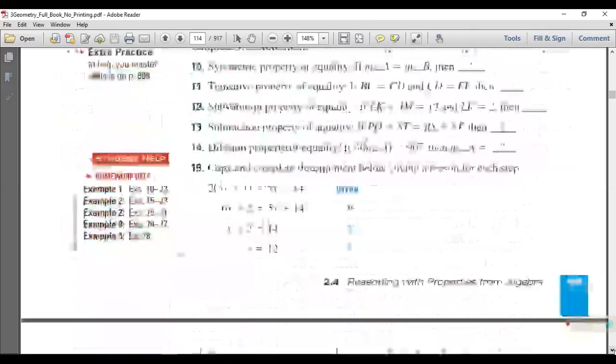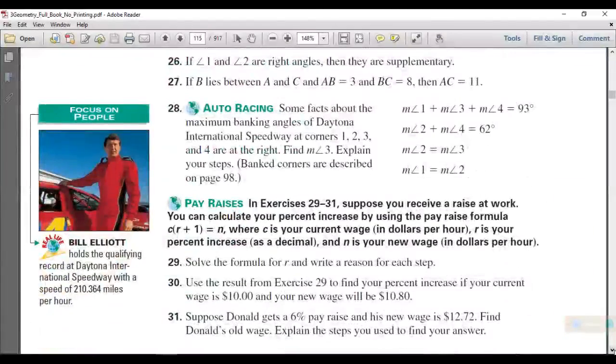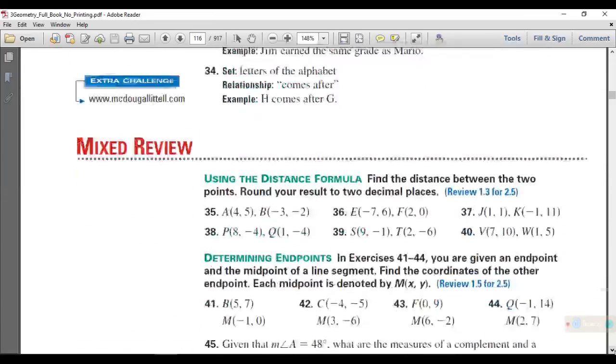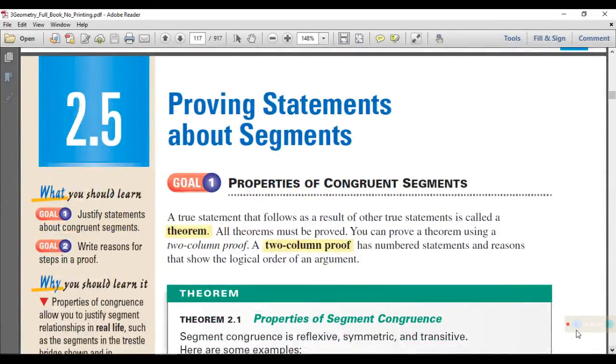Okay, so this is going to be the end of algebraic properties of equality applied to reasoning and proof. Next meeting, we are going to have proving statements about segments.